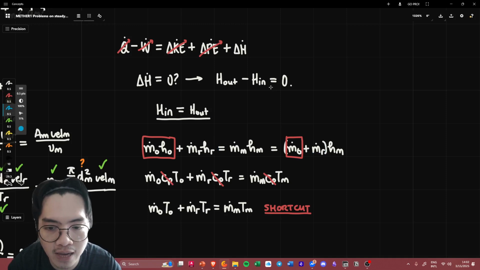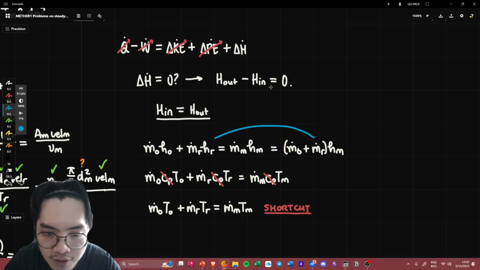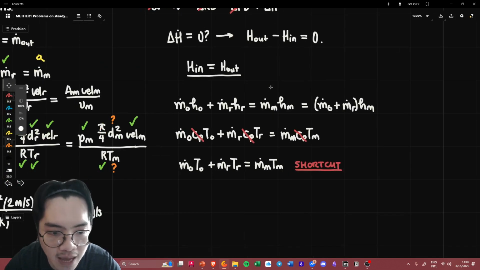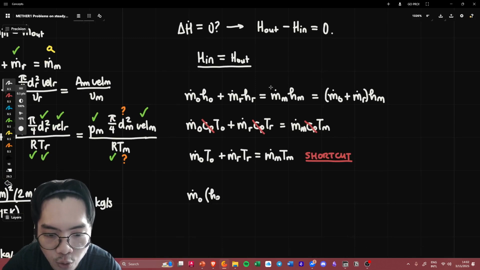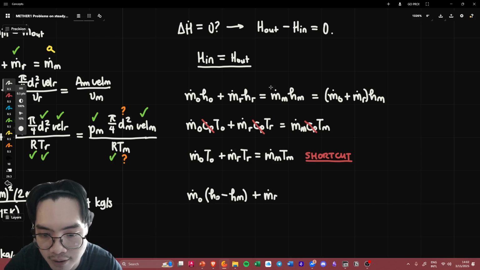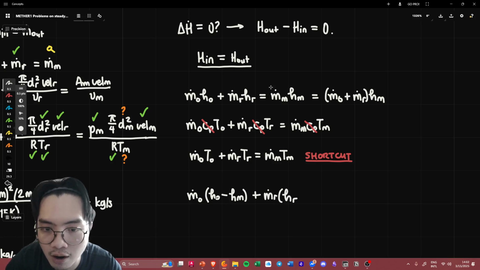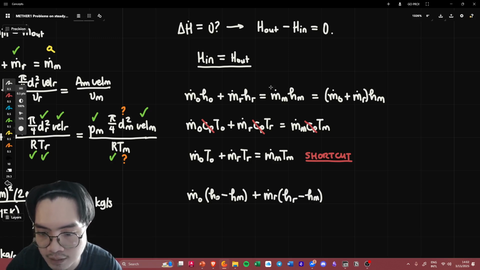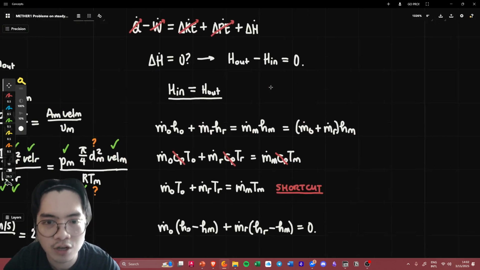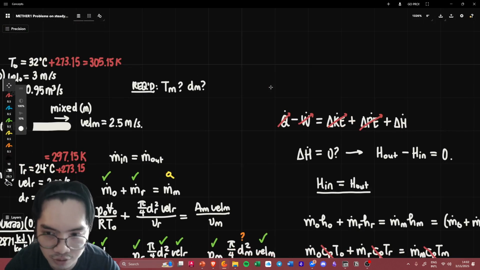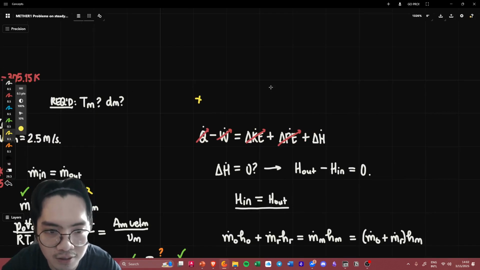And basically what will happen is that if I move everything to the left side, I will have MO times HO minus HM plus MR times HR minus HM. The thing now is that we are much more comfortable with this, because you actually don't use, I'll put in here this note.